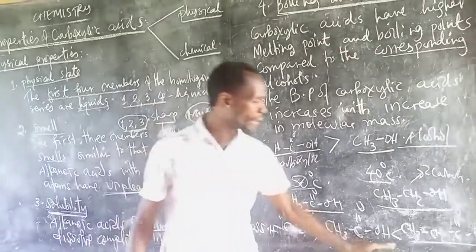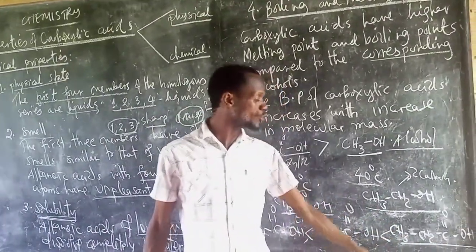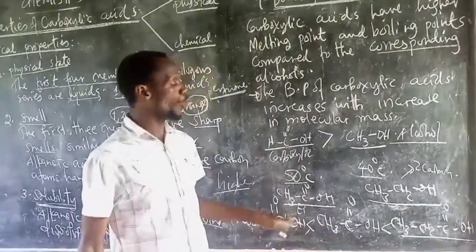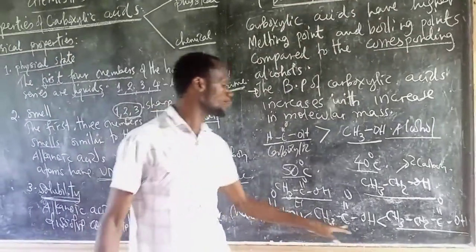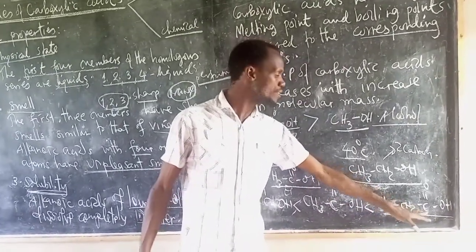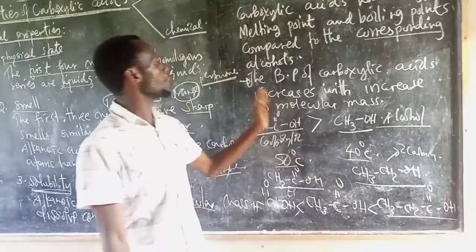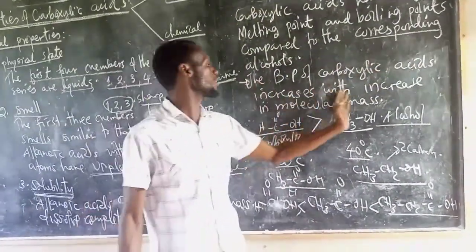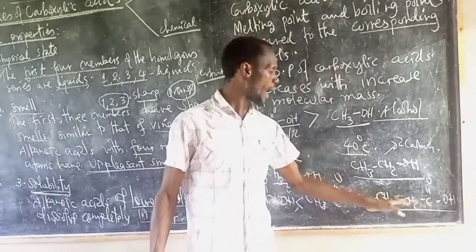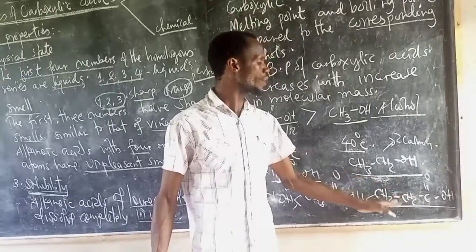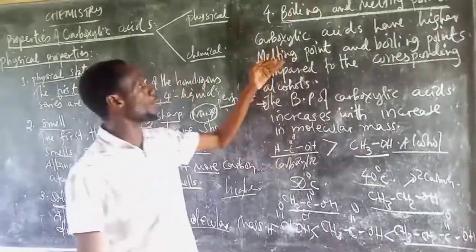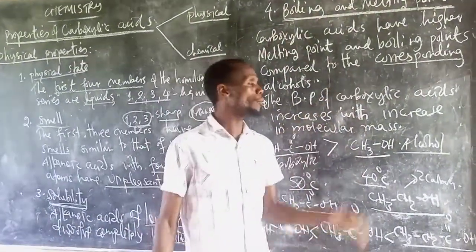So sometimes you may be told to compare the boiling point between propanoic acid, ethanoic acid, and methanoic acid. To compare means to give the difference in their boiling point. As I said, these have got high boiling point. And also you may give the reason why it has that high boiling point: because the boiling point of carboxylic acid increases with the increase in molecular mass. This propanoic acid has a high boiling point because of its high molecular mass. That's all we can talk about the physical properties of the carboxylic acid.